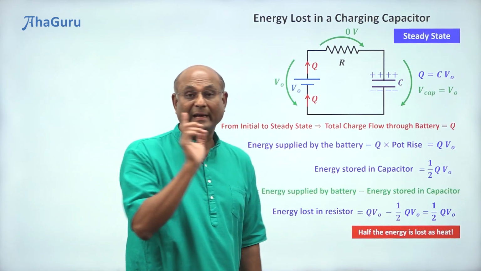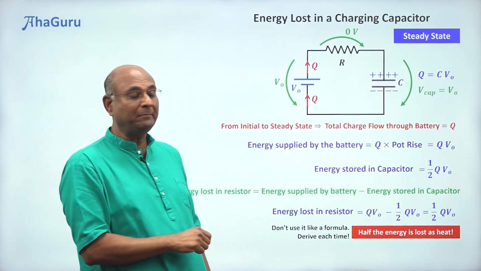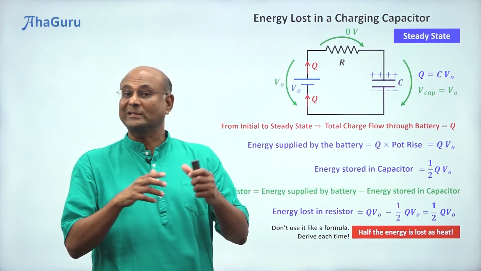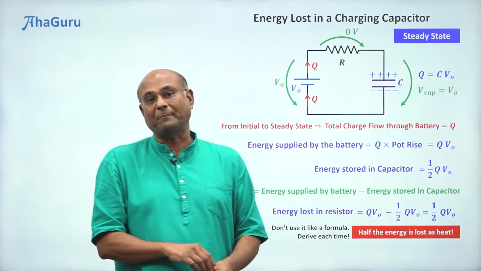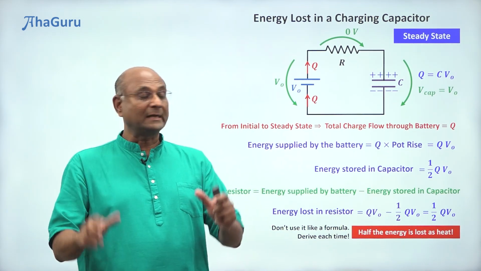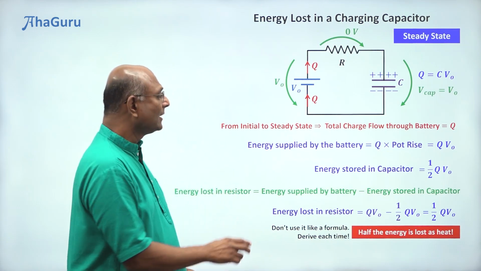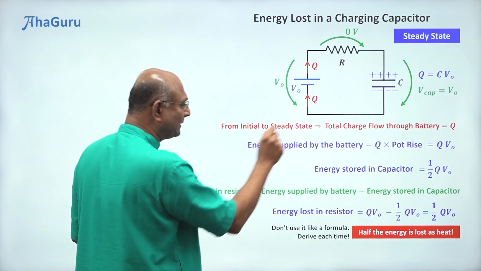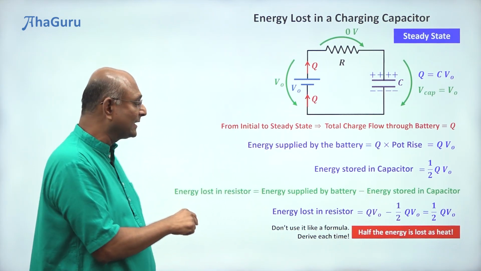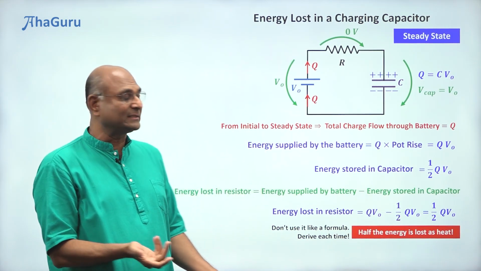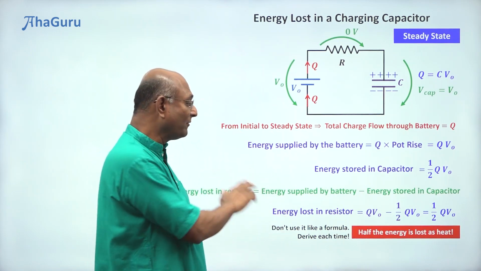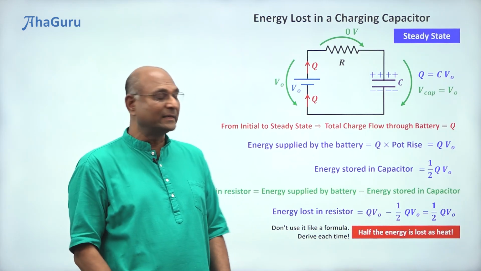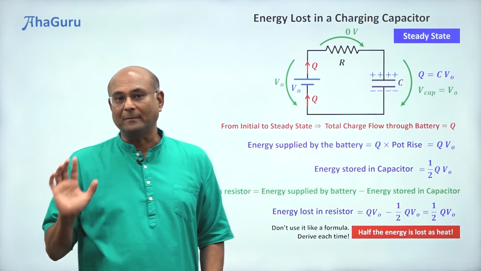Now don't remember it like a formula. Derive it each time. Though you're going to see many questions where the energy that is lost as heat is exactly half of the energy supplied by the battery, there will be certain situations where it won't be the case. But this is a very easy idea. This is just energy conservation. So find the energy supplied by the battery, find the energy stored in the capacitor. The difference will give you the energy lost in the resistor. So that means you should always be able to calculate it quite easily. So always calculate this. Don't use this like a formula.